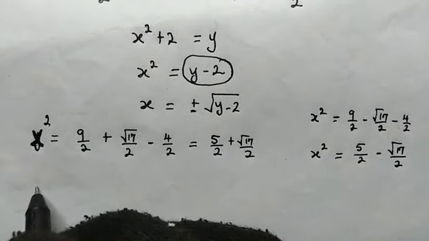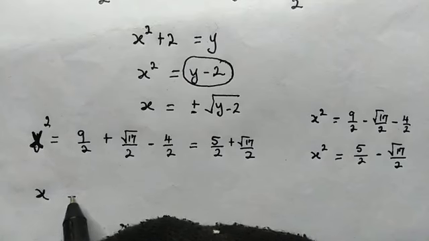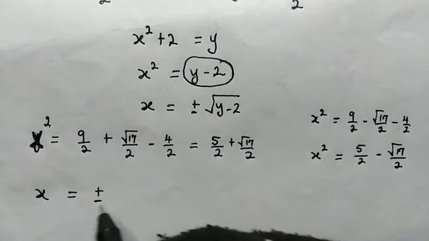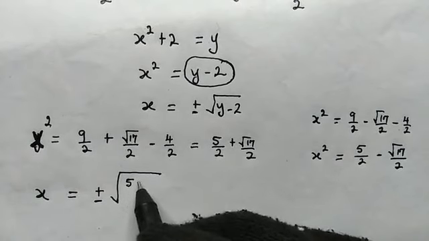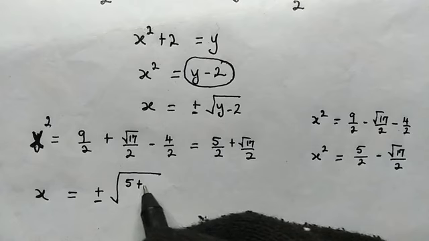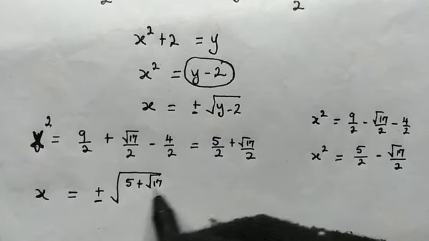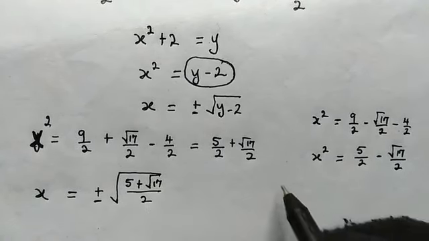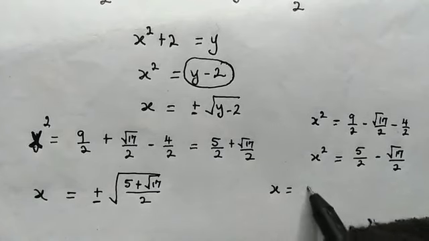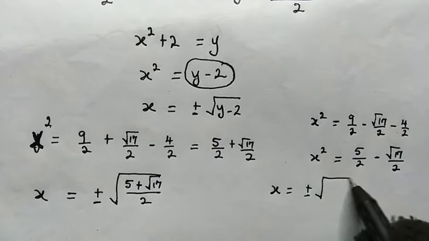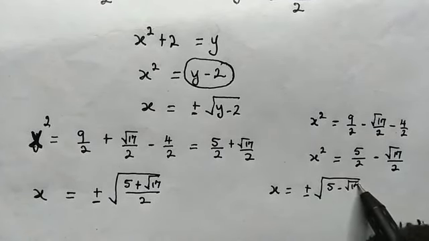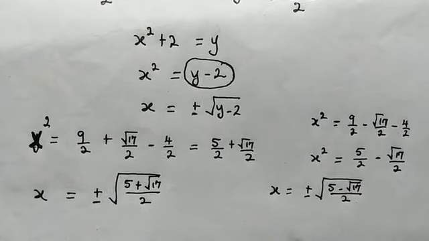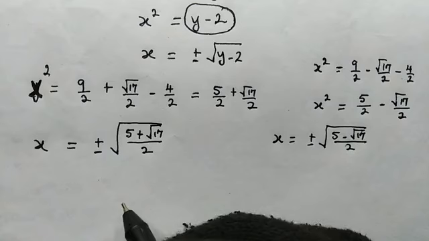So here we have our solutions. x is equal to plus or minus the square root of 5, we can make a single denominator now, plus root of 17 divided by 2. And from here x is equal to plus or minus the square root of 5 minus root of 17 divided by 2. So now let's put these whole values out.